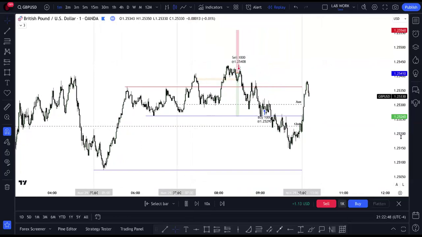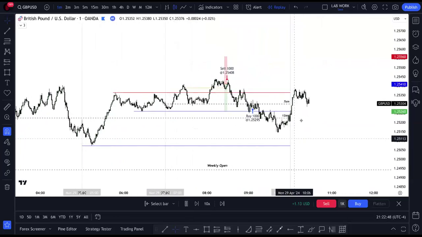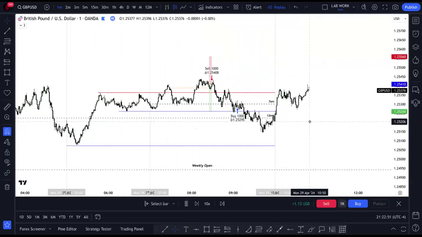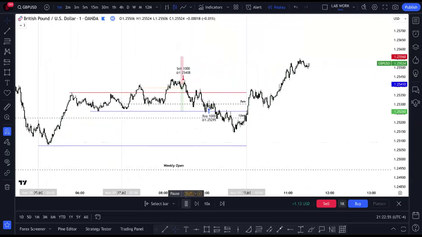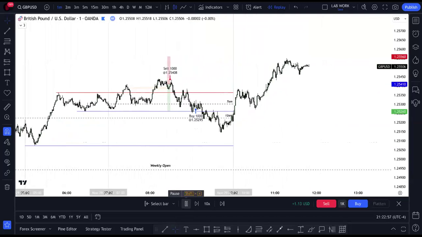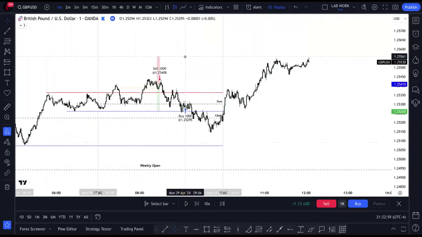Now we're going into, what is this? London close right now. And I just want to see if it gets back down there. And it doesn't. Let's see. It stops us, most likely stops us out. Yeah, it's most likely going to stop us.